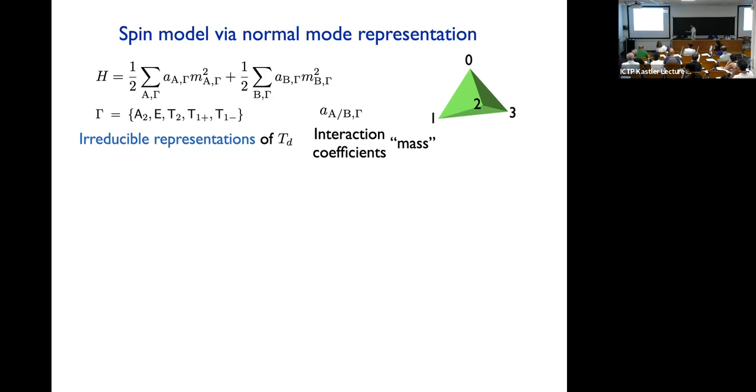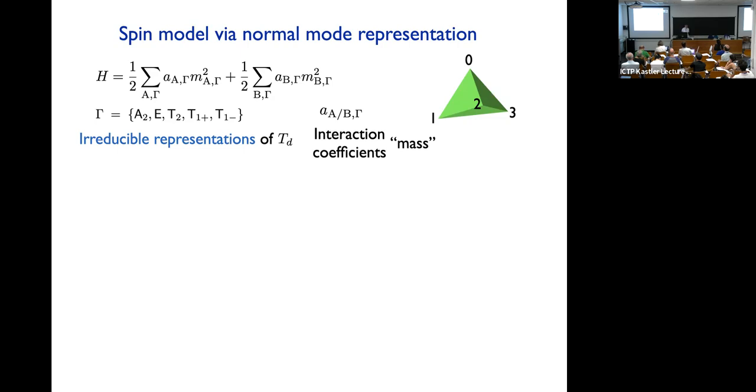So instead of dealing with that complicated spin model, it's much more useful to write down the model using normal modes. The fundamental unit is really the tetrahedron. There are four spins at the vertices of the tetrahedron. Using the fact that the local symmetry of the tetrahedron is Td, I can classify the normal modes of collective motion of these four spins using the irreducible representations of the tetrahedral group. There are five irreducible representations. As you know, A means a single mode, E means doubly degenerate, and T means triply degenerate. So there are 1, 2, 3, 3, 3 normal modes, if you like.